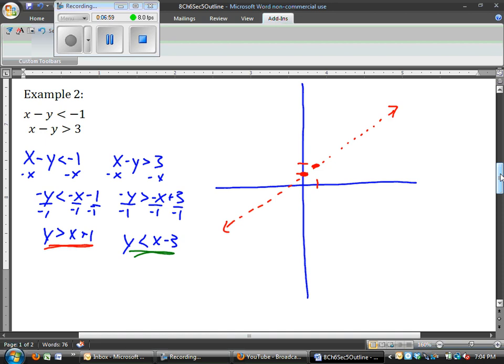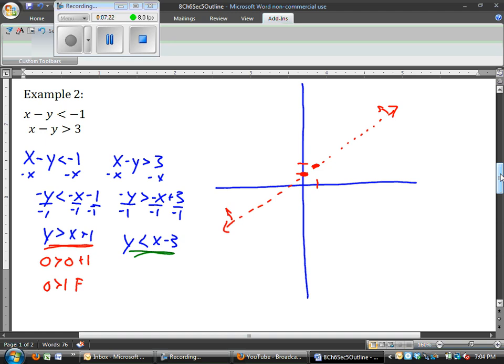And then check the shading. I can use 0, 0. So 0 is greater than 0 plus 1. 0 is greater than 1. That is false. I hope you got that was false. So that means we're going to be shading over here on the top half, the left half.